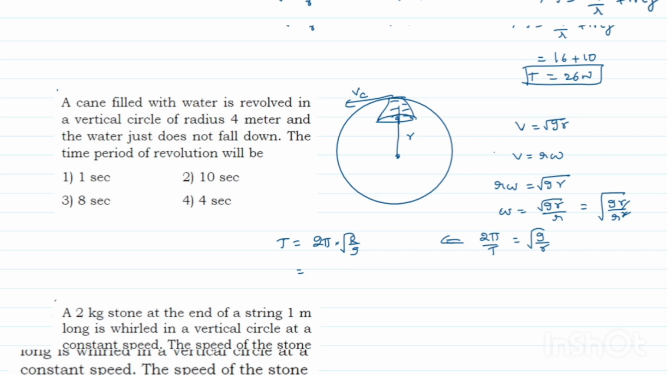This is the radius value. So 2 into 3.14 into root over radius by g. The radius is given as 4 meters, so 4 by 9.8. When 9.8 is taken outside, 2 into 3.14 by root over 9.8, you get 3.14, root over 4 in the sense 2, and this will get cancelled. So the time period, 2 into 2, will be 4 seconds. So this is the correct answer.